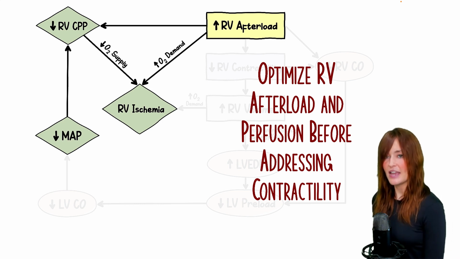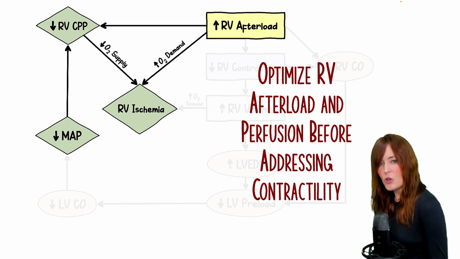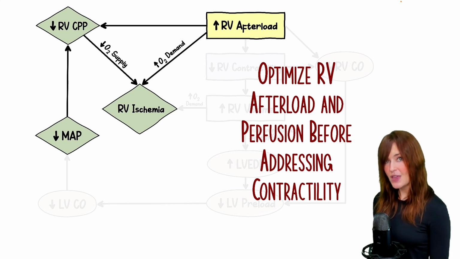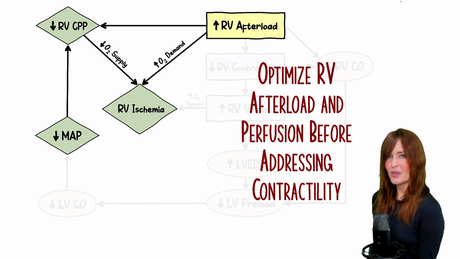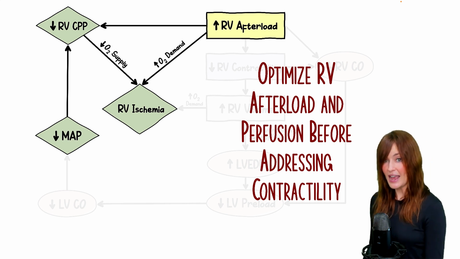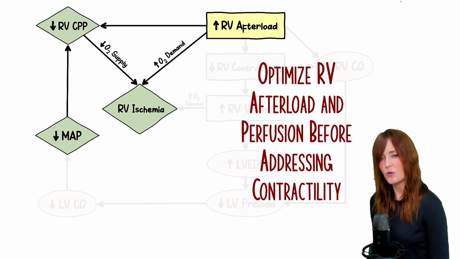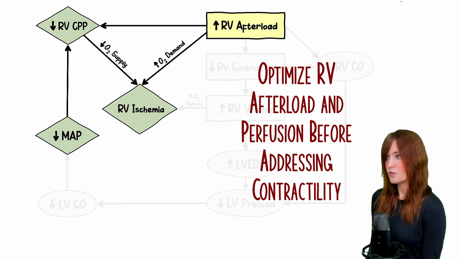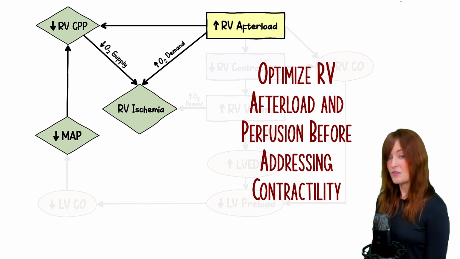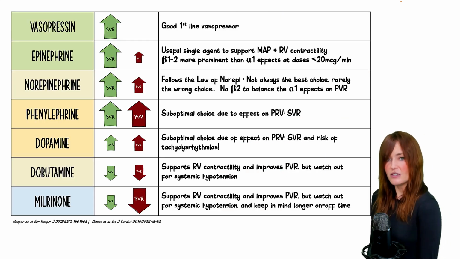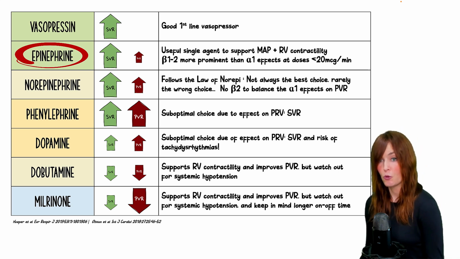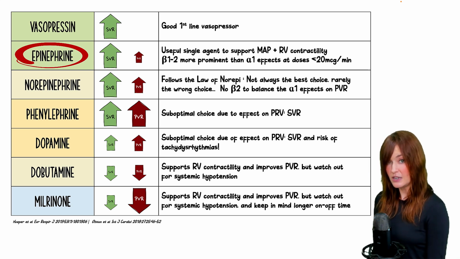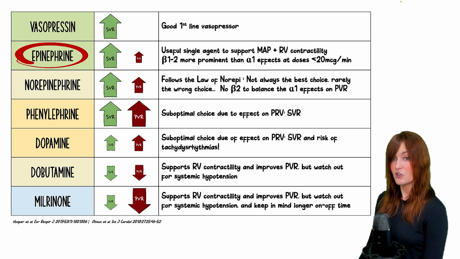And so that's why I like to start vaso and then maybe a little low dose epi to sort of optimize my MAP. And then if I can, an inhaled pulmonary vasodilator, because sometimes the problem isn't that your RV intrinsically is down, it's just that it can't push against the afterload. And so that's often why I'll start milrinone or maybe dobutamine later in the patient's course. But if you're going to do this, epi is a good first choice because epi will simultaneously support your MAP, support your perfusion, support your contractility without increasing your pulmonary vascular resistance.